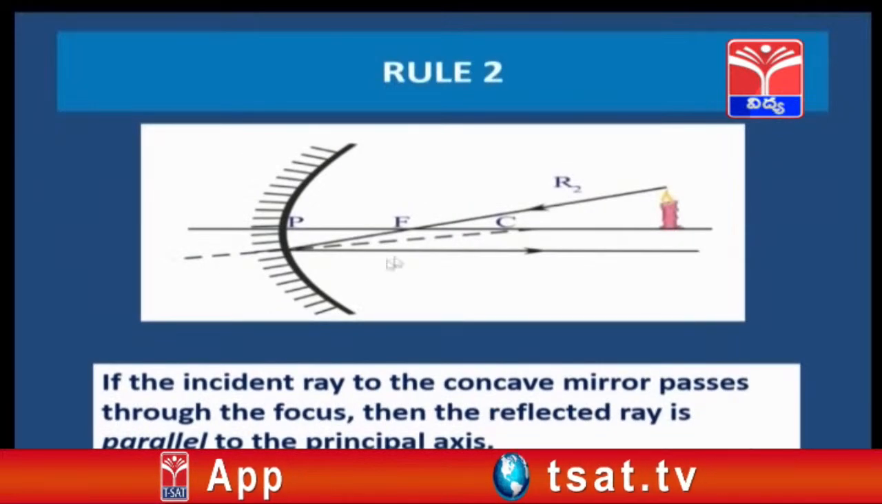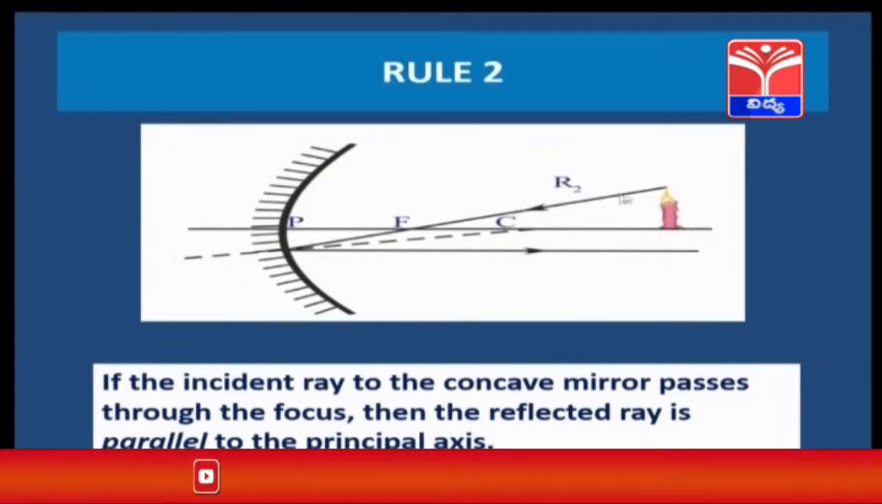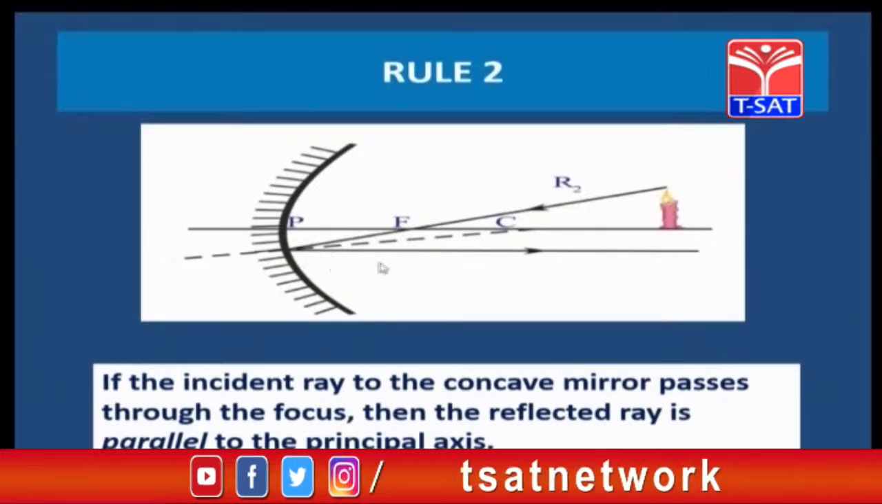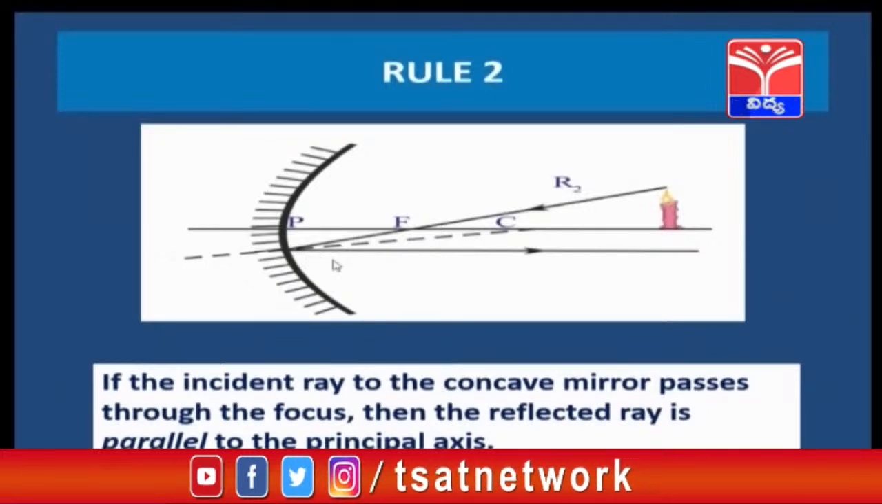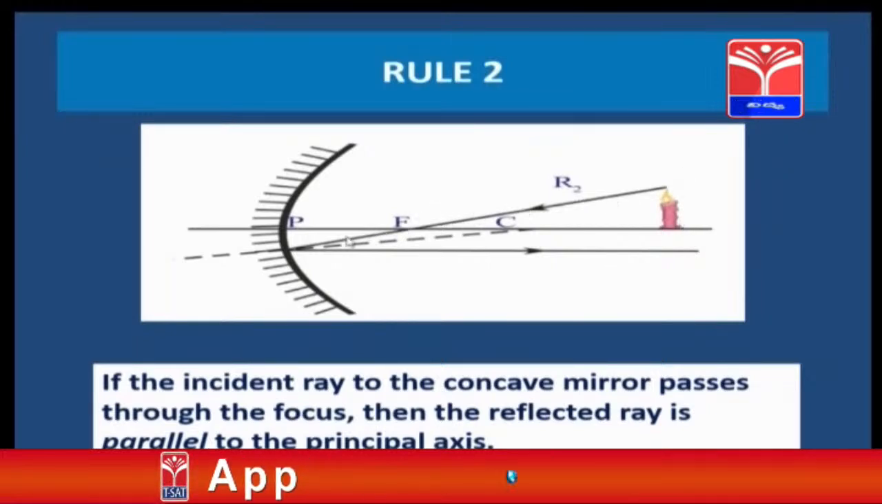Rule number 2, if the incident ray is passing through the focus of the mirror, then after reflection it passes parallel to the principal axis. The incident ray passes through the focus, hits the mirror, and after reflection it passes parallel to the principal axis.